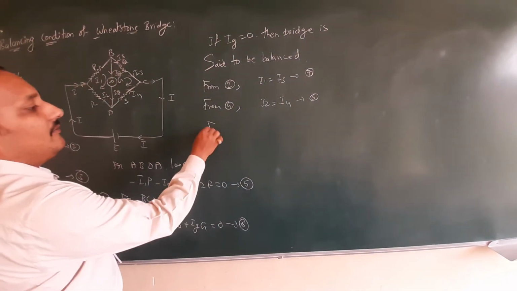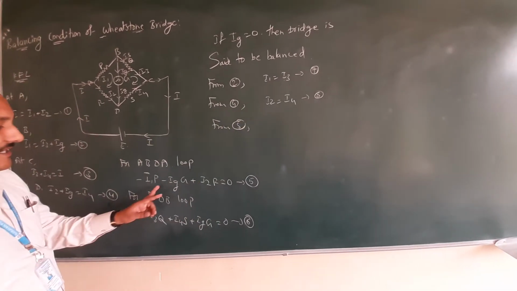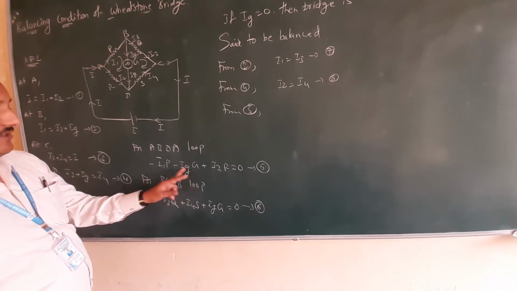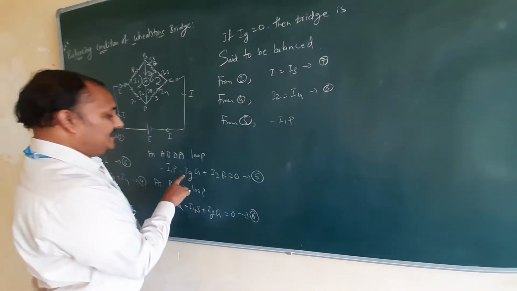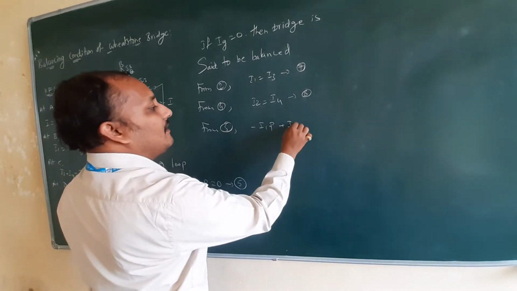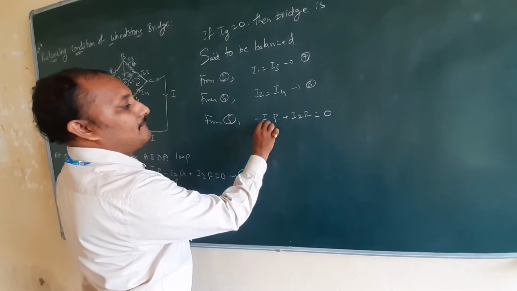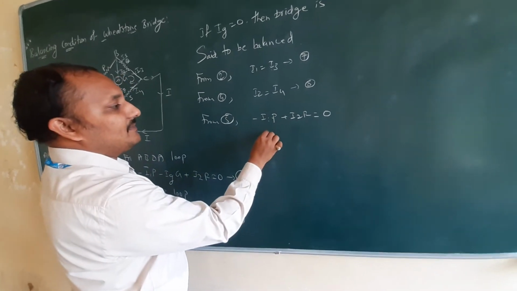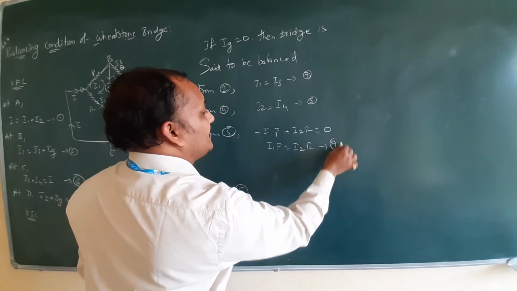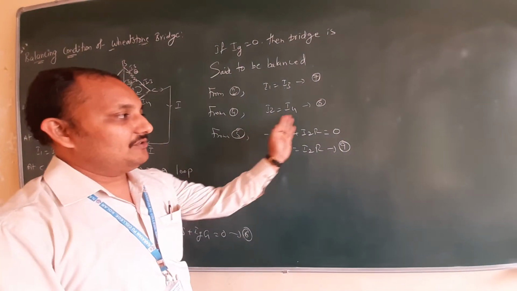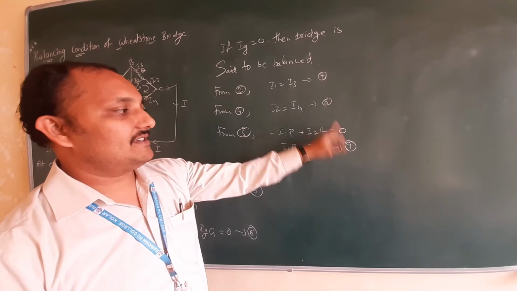Next, from equation number 5, if Ig is equal to 0, then minus I1P, this term is going to become 0, plus I2R is equal to 0. You can send that to the other side. Minus I1P will become plus. Therefore, I1P is equal to I2R. Call it equation number 9.